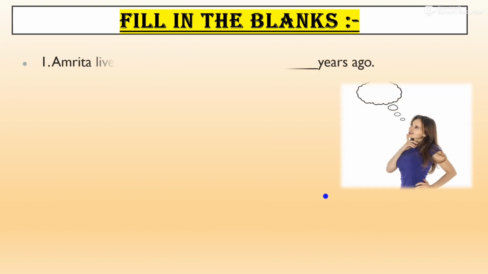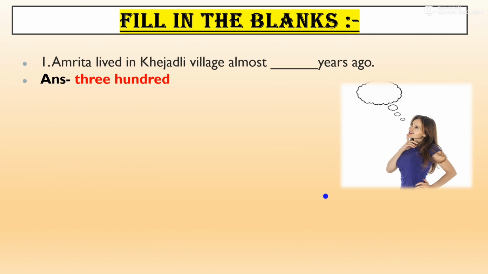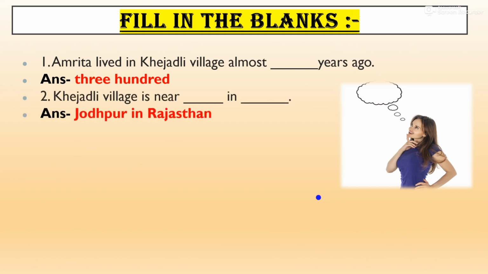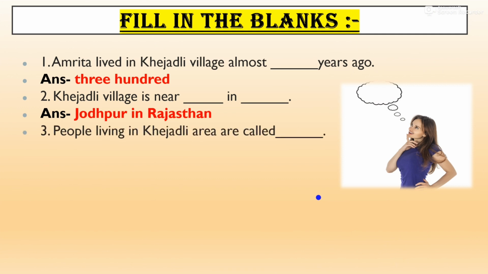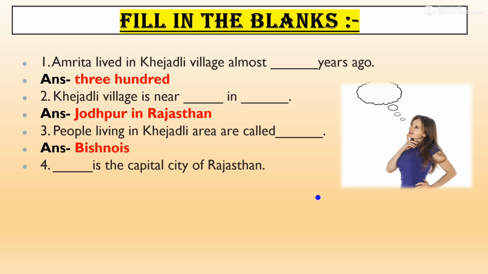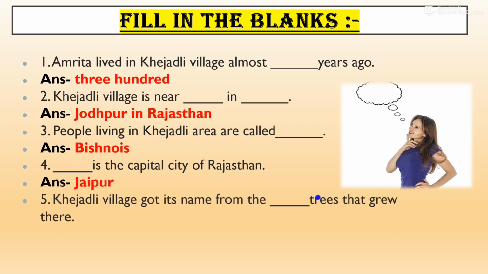Fill in the blanks. Amrita lived in Khejrali village almost 300 years ago. Khejrali village is near Jodhpur in Rajasthan. People living in Khejrali area are called Bishnois. Jaipur is the capital city of Rajasthan. Khejrali village got its name from the Khejri trees that grew there.